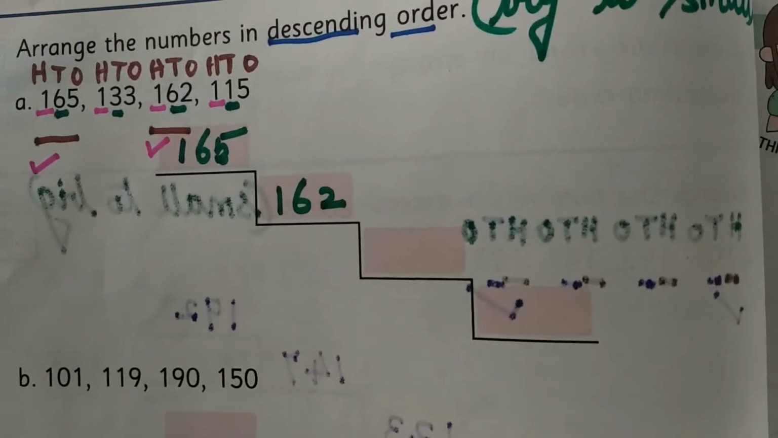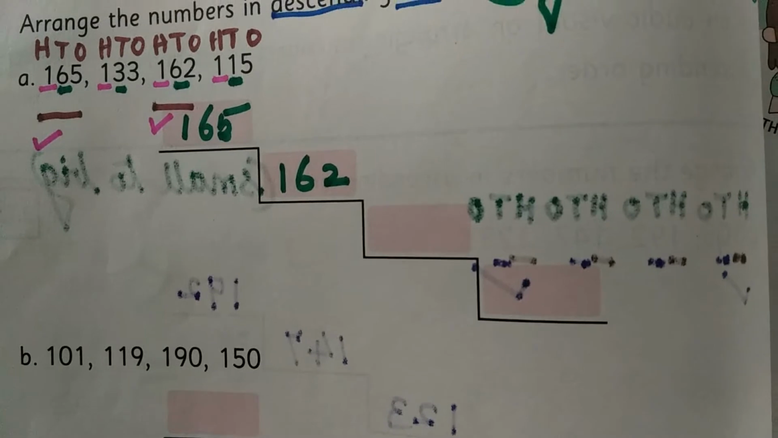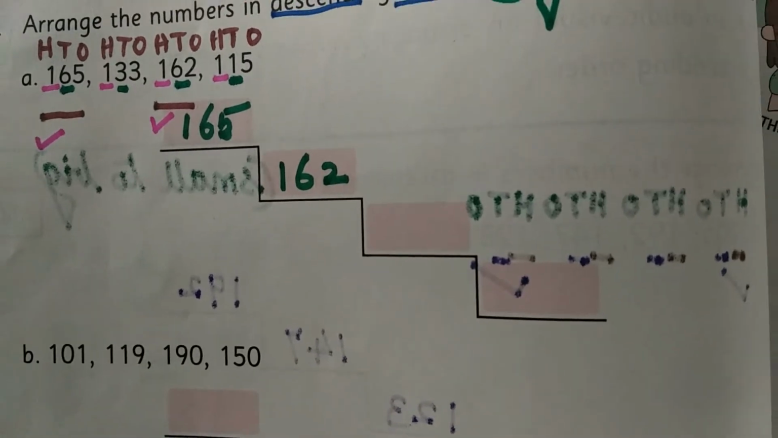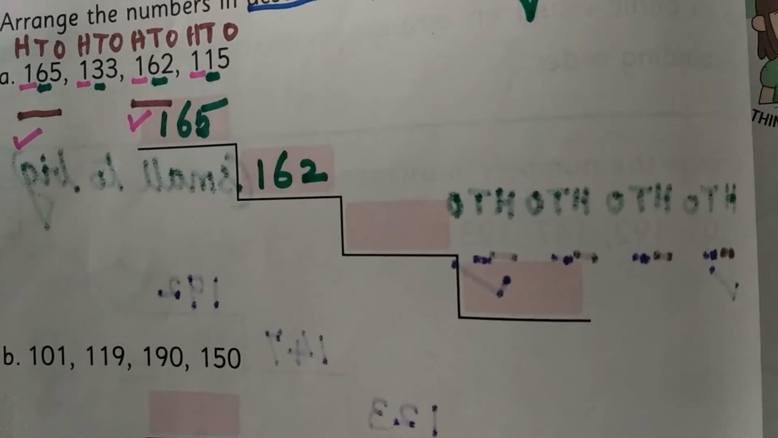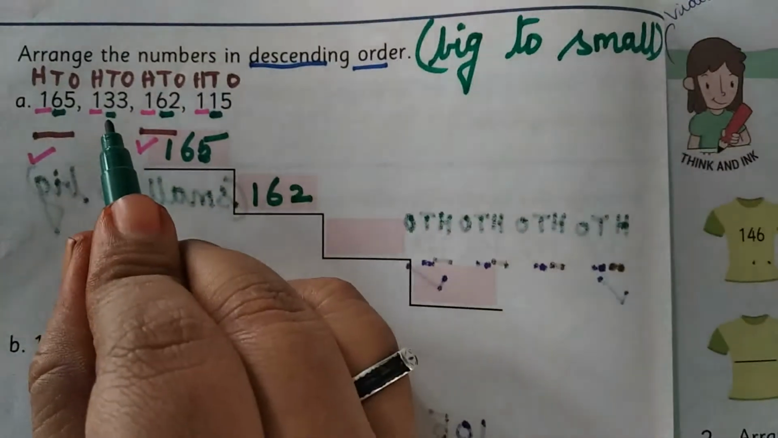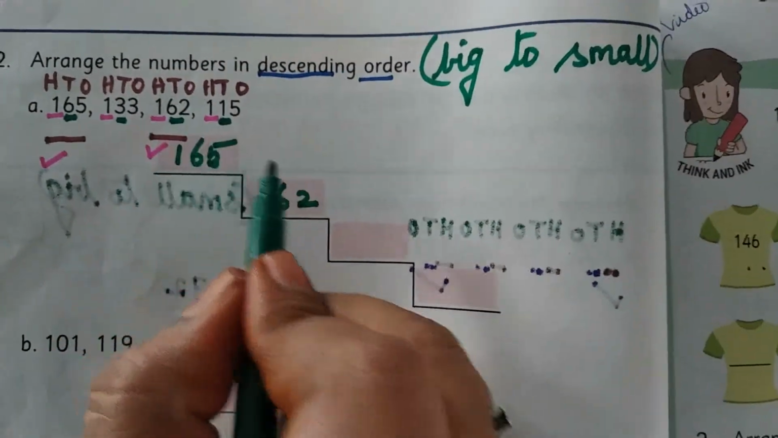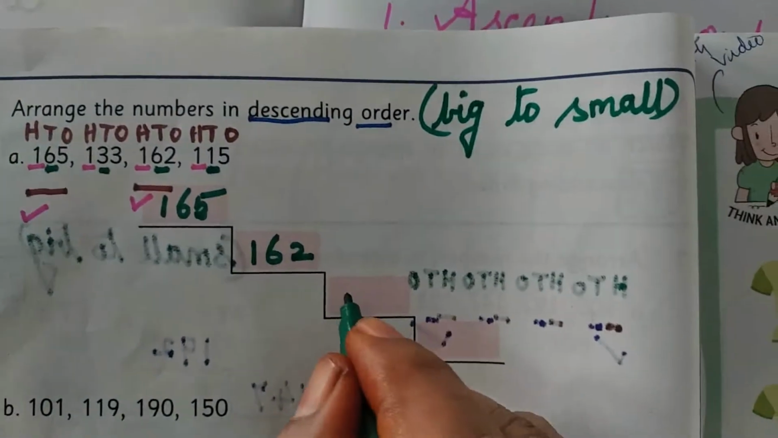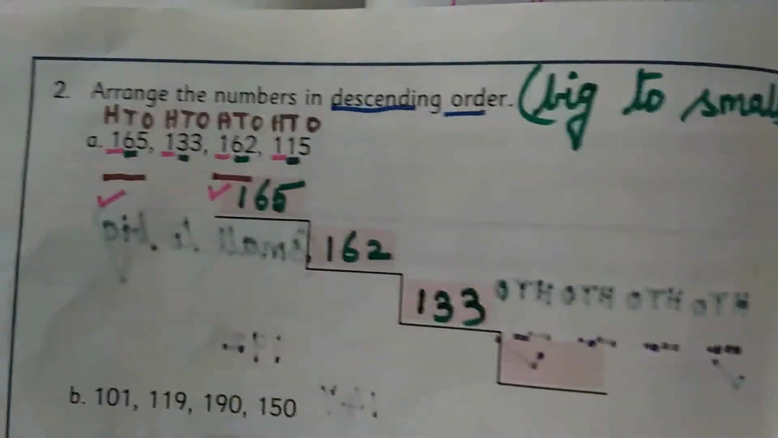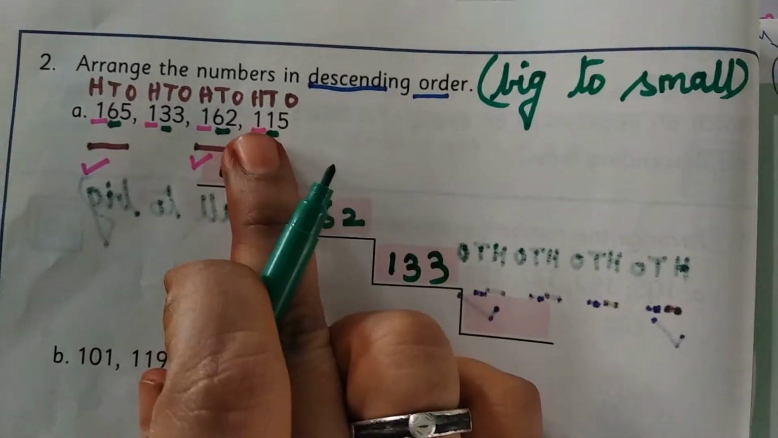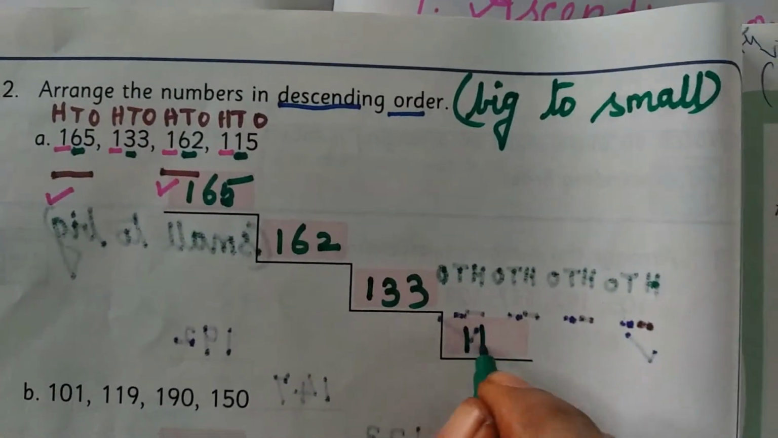See, second number and last number have same 100. In tens place, we want to see which is greater number we have. Okay, in tens place, second number have 3 tens and the last number have only 1 tens. Okay, so which number have largest tens? Yes, second number. Okay, so second number have 3 tens. So this is the next largest number. So you want to write 133. Okay, the last number is 115 that you want to take and write.